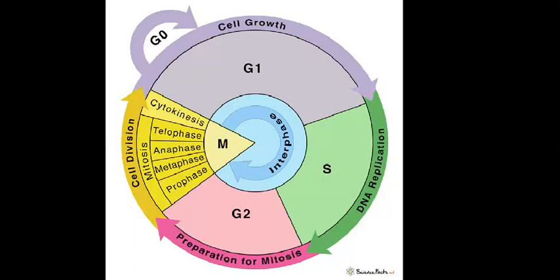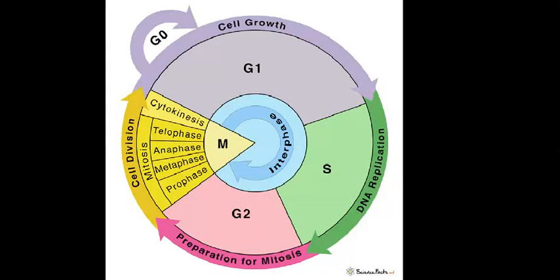There are four main phases of the cell cycle. We have the G1 phase, which is also known as Gap 1. We have the S phase, known as synthesis. We have the G2 phase, which is Gap 2, and we have the M phase, which is mitotic. And we also have the interphase. When we say interphase, this is simply the collective term for the G1, synthesis, and G2 phases.